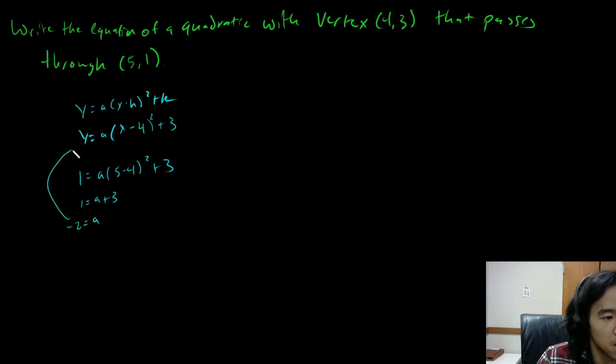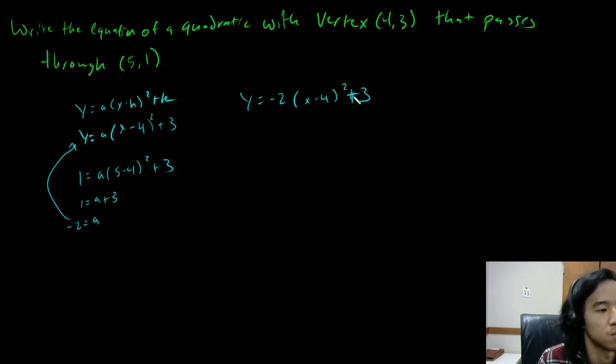So now plug this back in. So we get y is equal to -2 times (x minus 4) squared plus 3. And there is our quadratic.